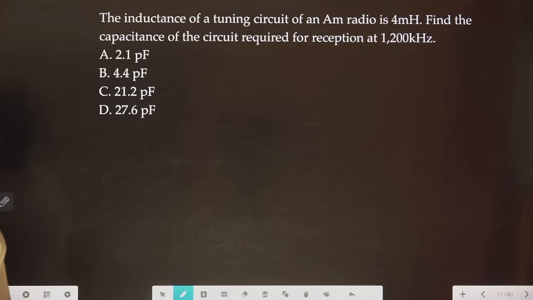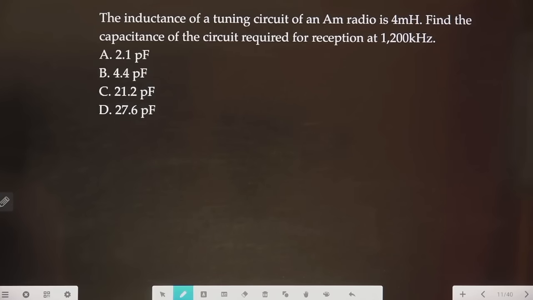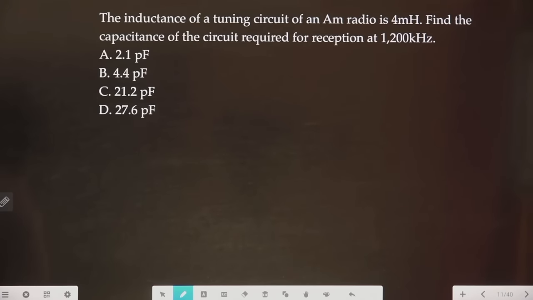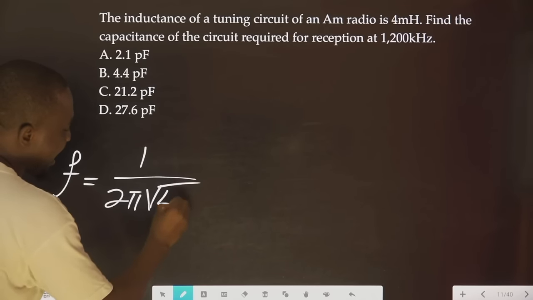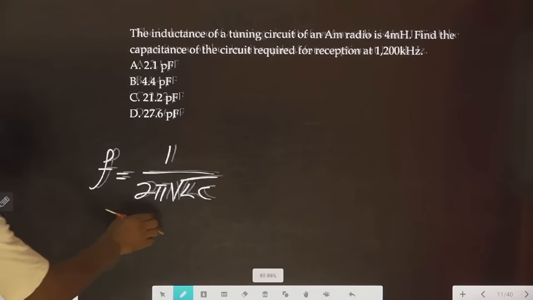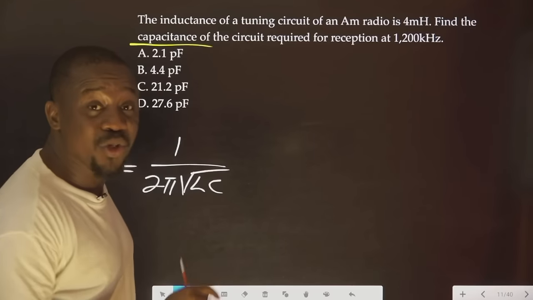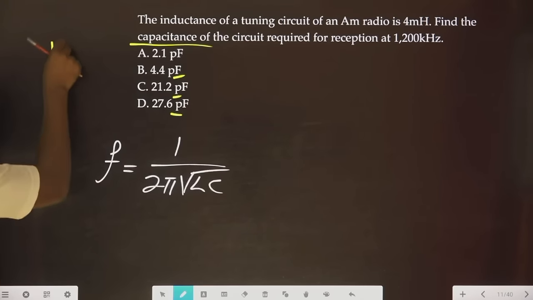Let's look at this. It says what? The inductance of a tuned circuit of an AM radio is 4 millihenry. Find the capacitance of the circuit required for reception at 1200 kilohertz. The first thing you need to do is to get the resonant frequency formula, which says 1 over 2 pi, the square root of LC. From what we know here, you can see we are looking for C, because that's what we are asked to get. And the value is in picofarad. Pico means 10 raised to the power minus 12.